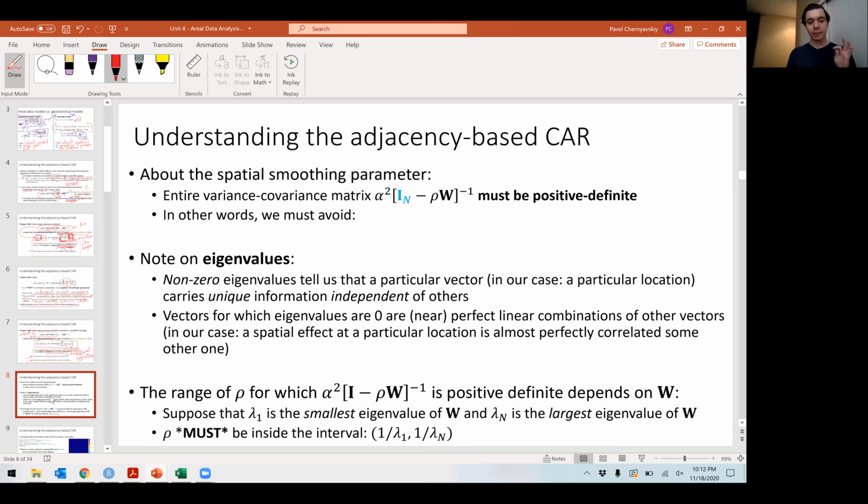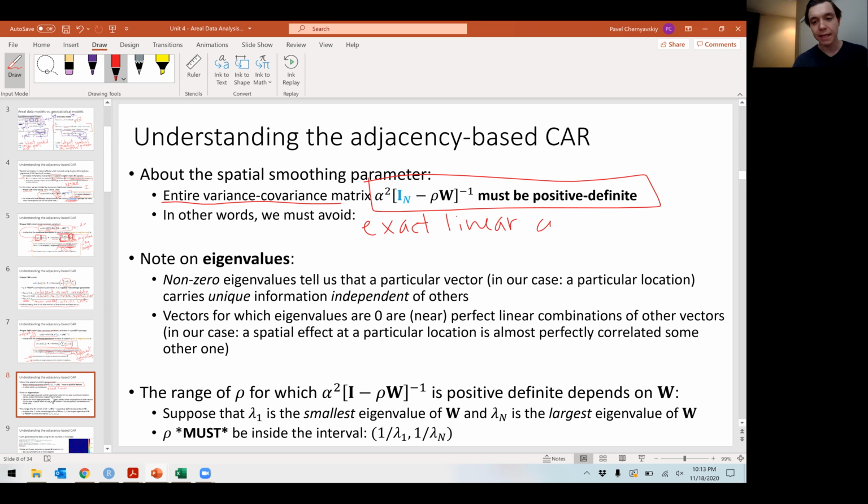There is a complexity here because our variance covariance matrix must be what is called positive definite in order to be a real variance covariance parameter. It goes into a multivariate normal, it must be positive definite. In other words, we must avoid exact linear combinations of the columns.